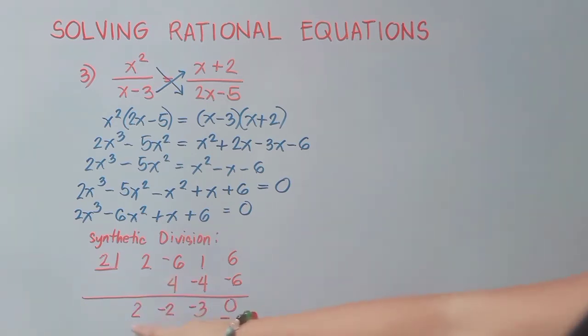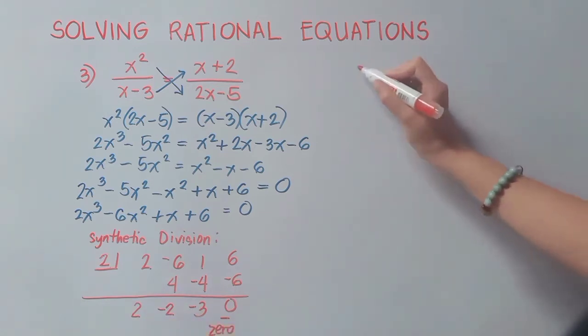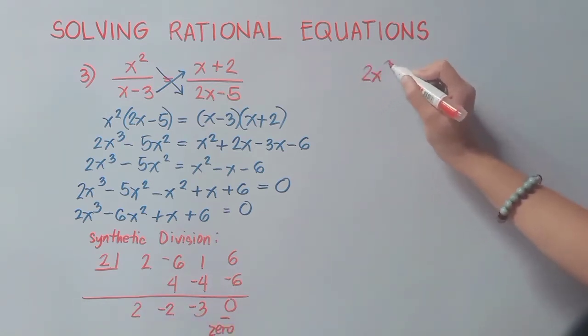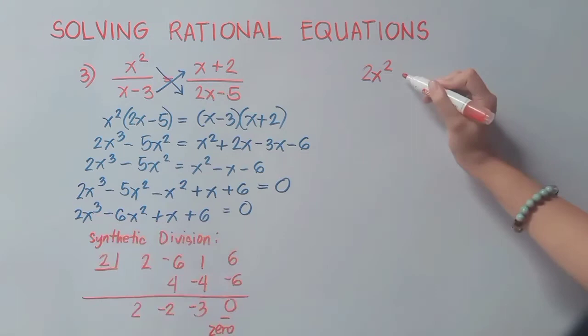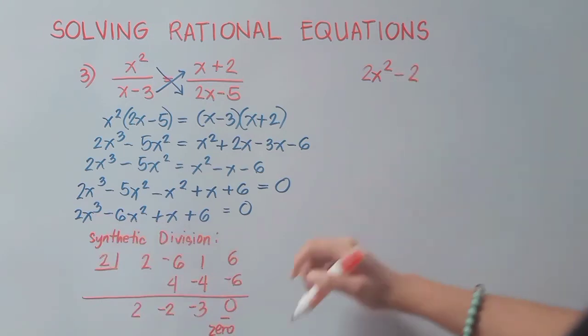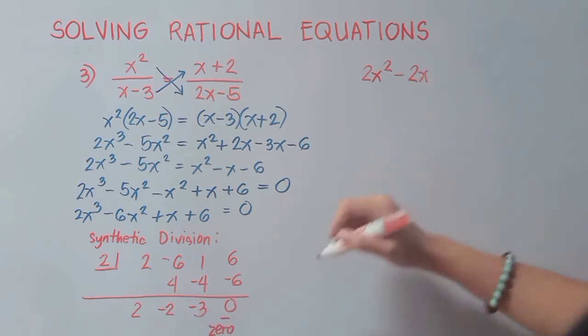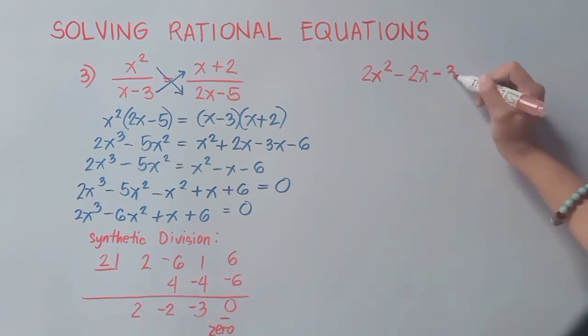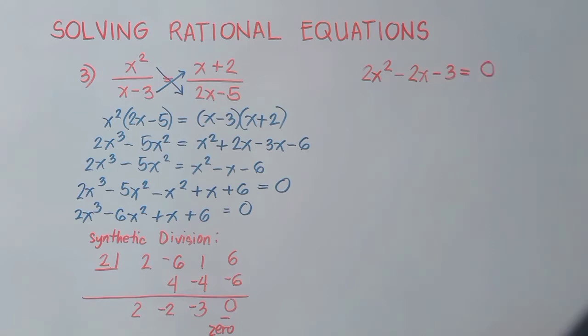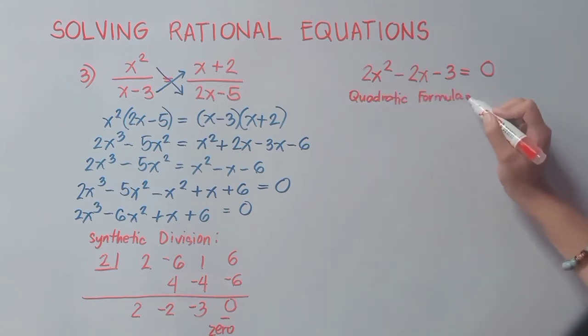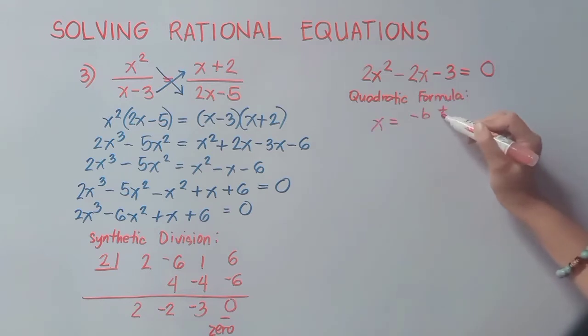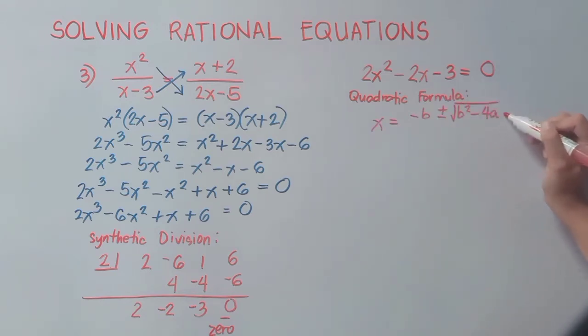Now we will work on with the remaining constants here. So you have 2x squared. So from x cubed here, this will now be x squared. Minus, next to x squared is just x. Negative 2x, and next to x is just a constant. We will factor this out using quadratic formula. Quadratic formula is in the form x is equal to negative b plus or minus square root of b squared minus 4ac all over 2a.